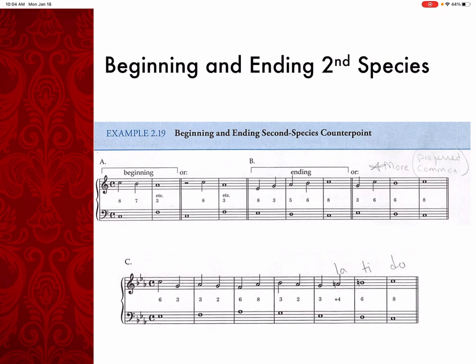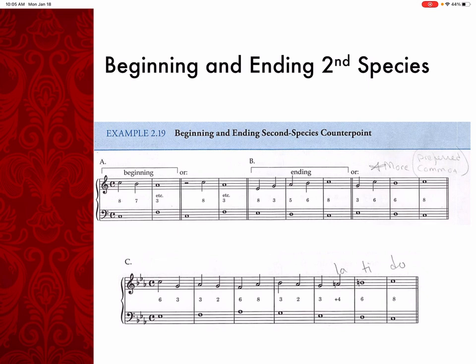If you're in a minor mode, and this example is not starting at the beginning because it's starting at a 6, so this is probably in the middle of the exercise approaching the ending. Here comes la, ti, do. When you go to cadence at the end, and you know you have to have ti, do, if la directly precedes ti, then well, it would have been le. If le directly precedes ti, you have to raise it to la so that you don't get the augmented interval of A flat to B natural. So that's why it's A natural, la, ti, do.